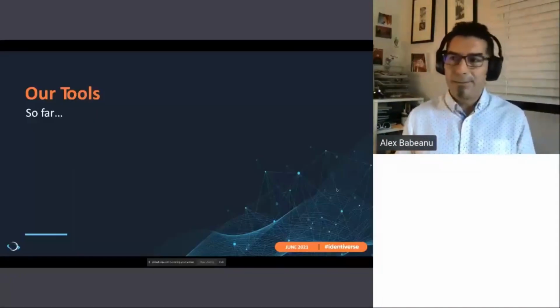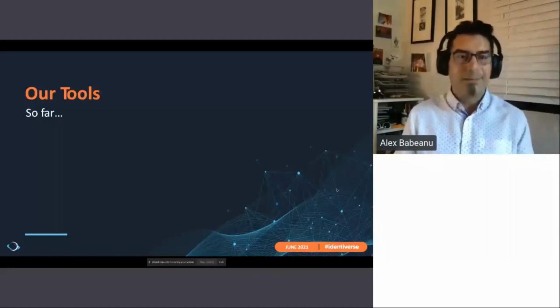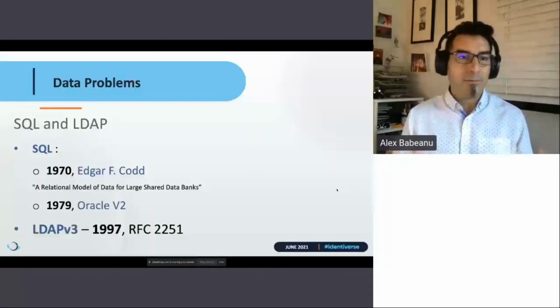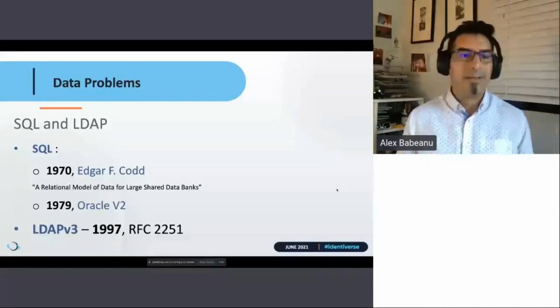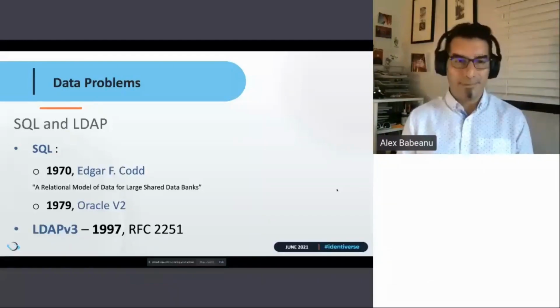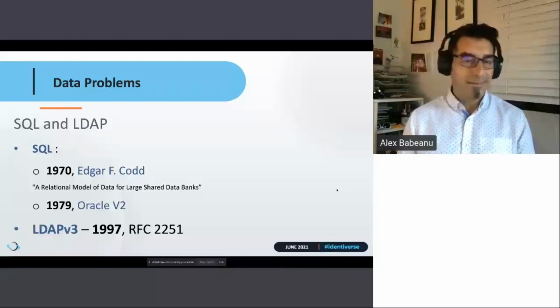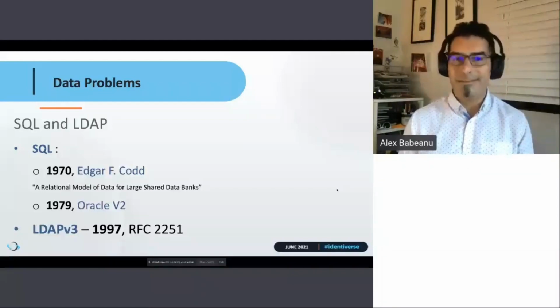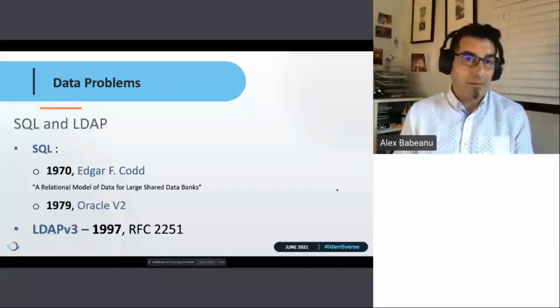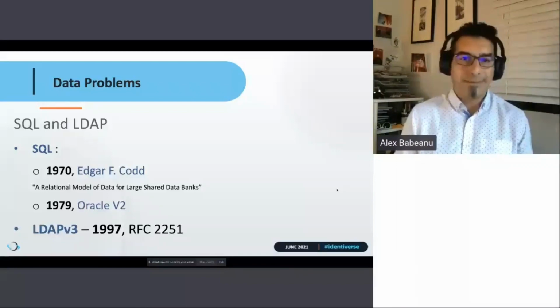Our tools so far in the field, in my experience, we've been storing identities in two main ways, and I'm sure you all know this: SQL databases and LDAP directories. Now it's interesting to go back down memory lane. SQL was created in the 70s. It all started with a paper by Edgar Codd titled "A Relational Model of Data for Large Shared Data Banks." Again, this is 1970. I'm just qualifying the large here. Anyway, this led to Oracle V2, which was the first commercial RDBMS in 1979. For LDAP v3, our current, still in use version of LDAP, dates back to 1997.